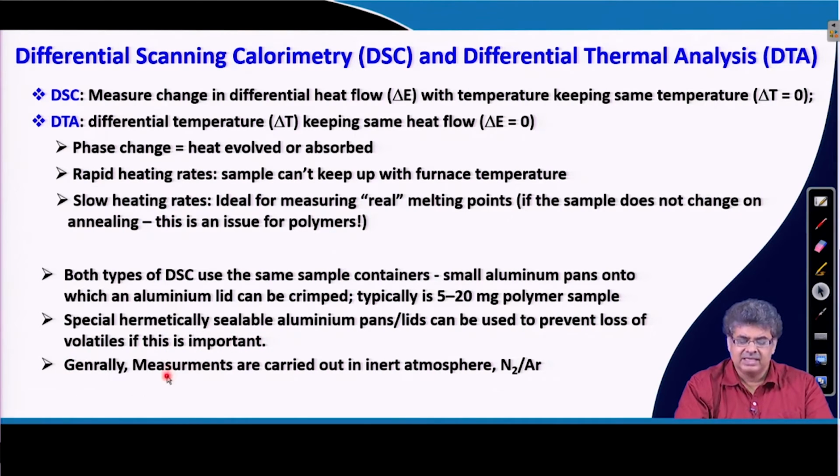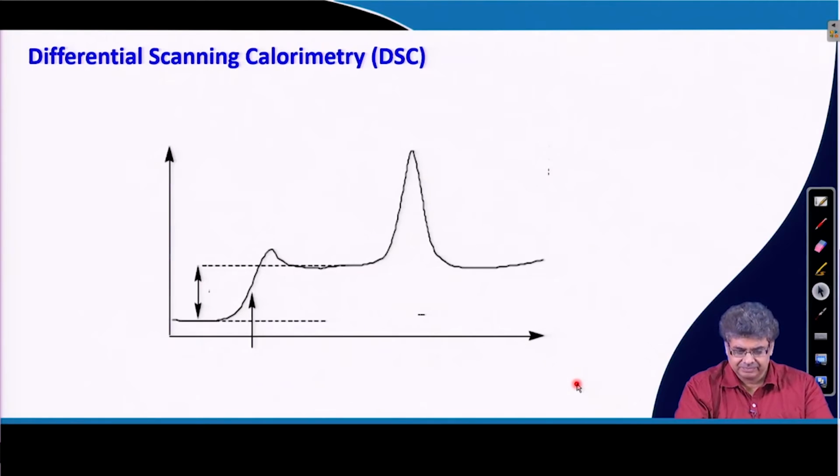And generally the measurements are carried out in an inert atmosphere, like in the presence of nitrogen or argon, because if we do it in air, that might cause oxidative degradation of the polymer molecules, which will complicate the measurements of Tg and Tm. So, unless it is specifically required, we do the measurements under an inert atmosphere of nitrogen or argon.